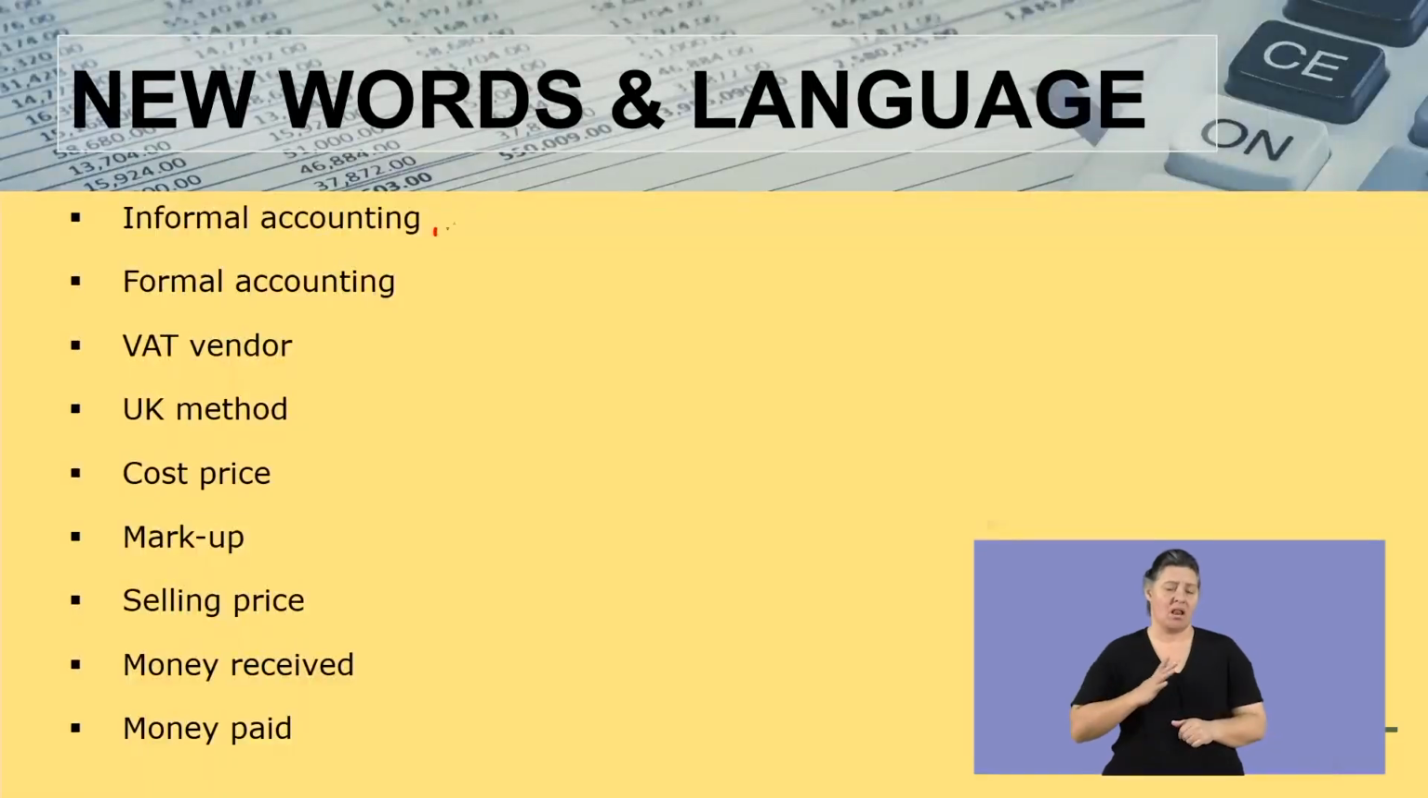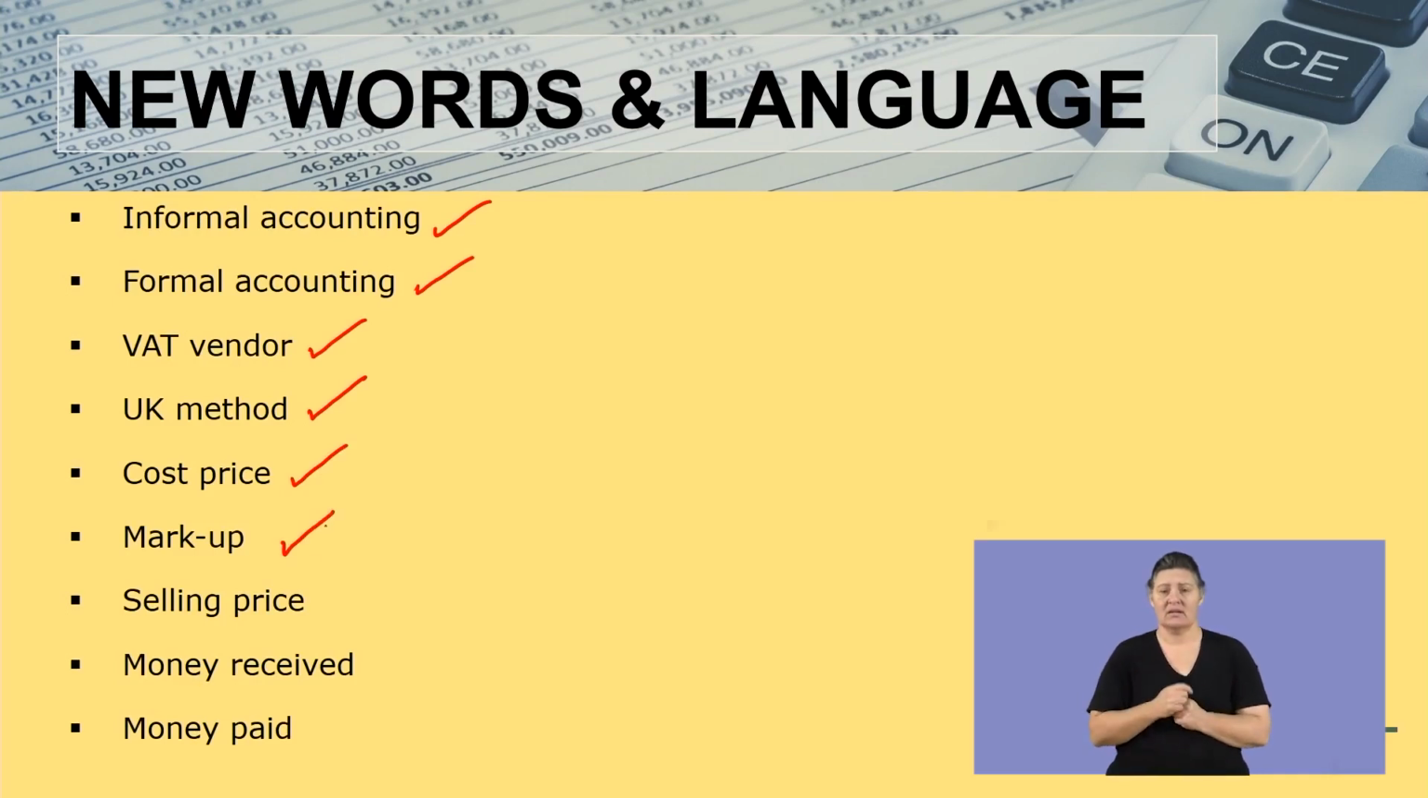I'm quickly going to move now to the new words that you're going to find in today's class. I'm going to talk about informal accounting. I'm going to speak as well on formal accounting. I'm going to speak on VAT vendor, the UK method, which I've already alluded to. Cost price, now it rings in your mind. Markup, selling price. At the end of the lesson, I'm going to teach you how to calculate money received and money that has been paid.